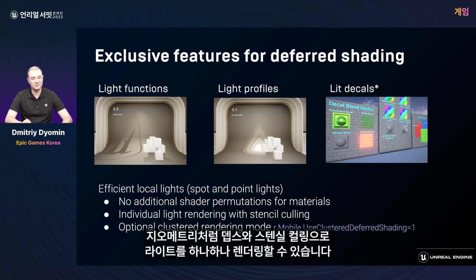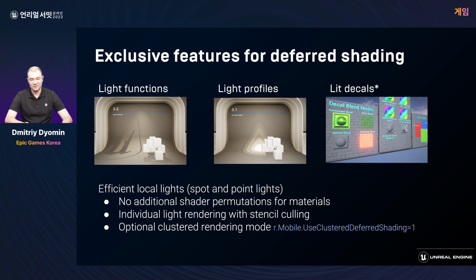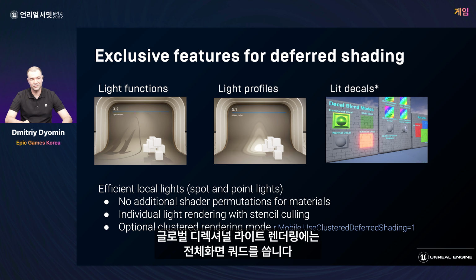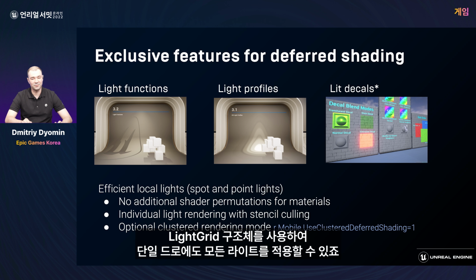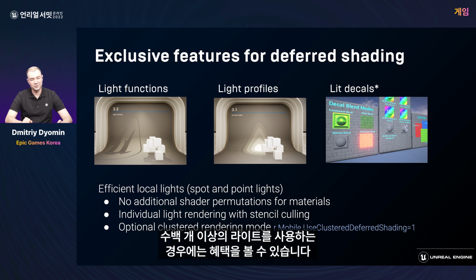Lights can be rendered one by one as a geometry with depth and stencil culling. We use sphere shapes for the point lights and cone shapes for the spotlights. And we use full screen quads when we render the global directional lights. There is also an option to use clustered rendering, where we can apply all lights in a single draw using a light grid structure. This can be beneficial only when you have around 100 lights or even more.